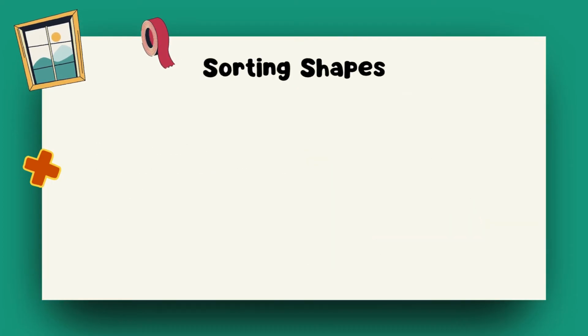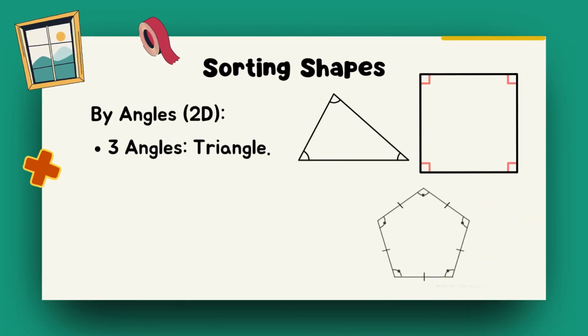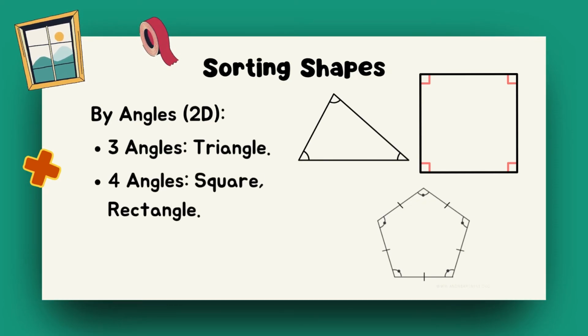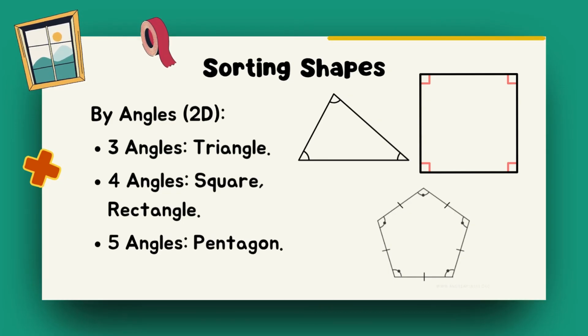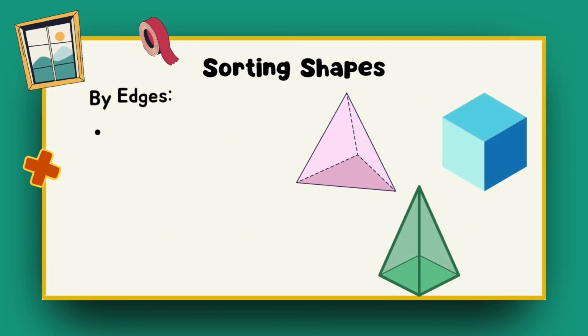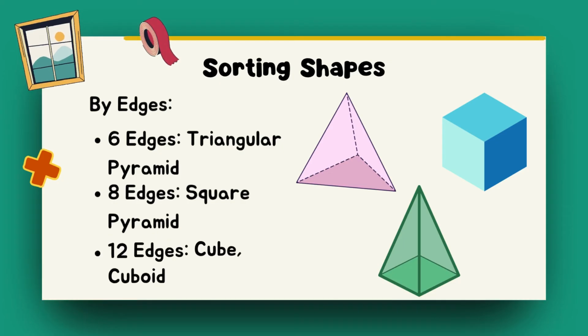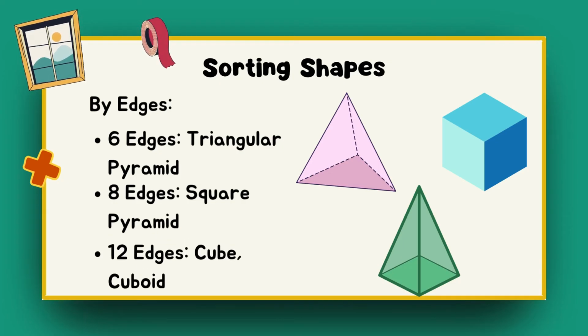Let's learn how to sort shapes. By angles, 3 angles form a triangle. 4 angles form a square or a rectangle. 5 angles form a pentagon. By edges, 6 edges form a triangular pyramid. 8 edges form a square pyramid and 12 edges form a cube or a cuboid.